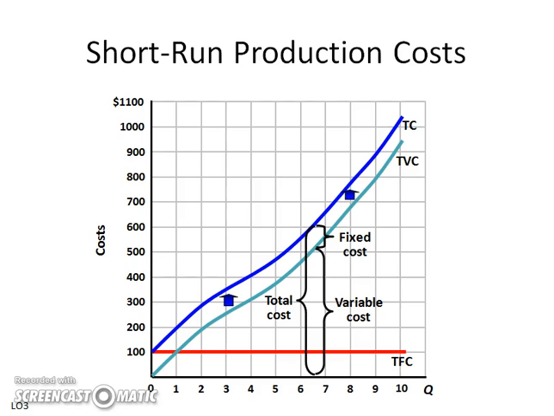You'll notice that the distance between total cost and total variable cost always remains the same. If you were to subtract that distance at any point along these two curves, you would find that it equaled 100 because that represents our total fixed cost.